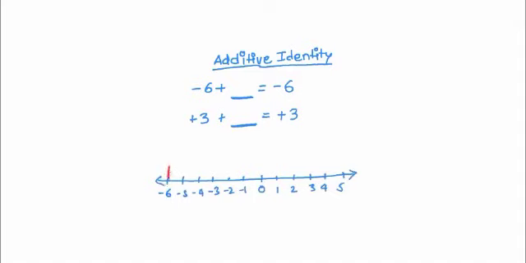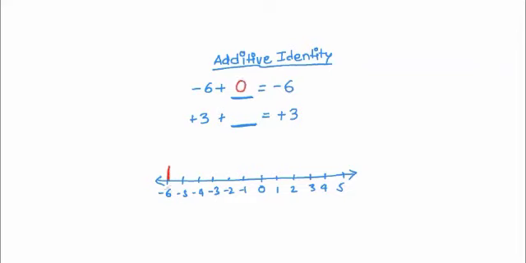I am at -6, and where do I have to reach? I have to reach -6. So how many places do I have to travel? 0 places. I don't have to travel anywhere because I am already at -6. So what do I have to add? I have to add a 0. Then I will be at -6.